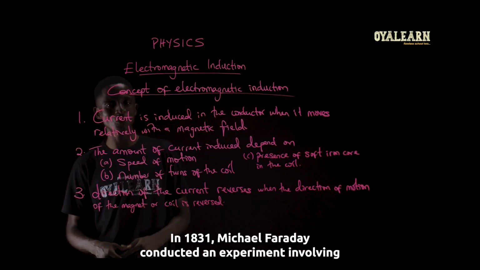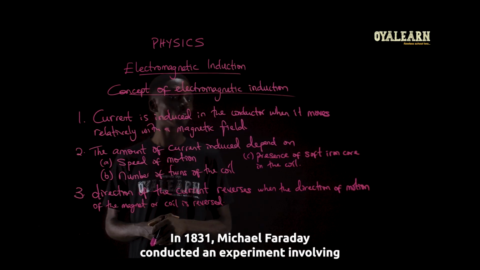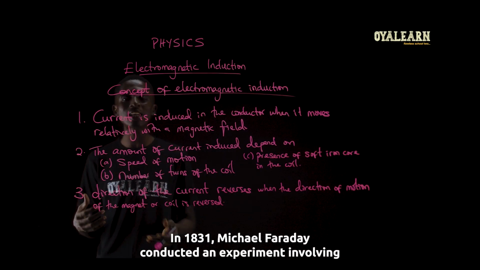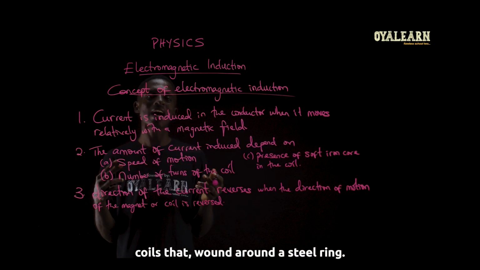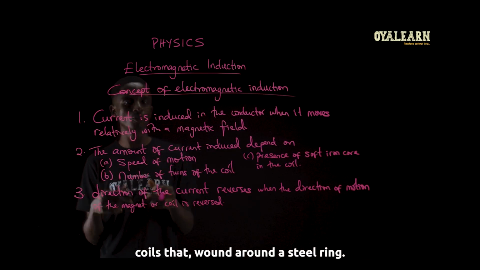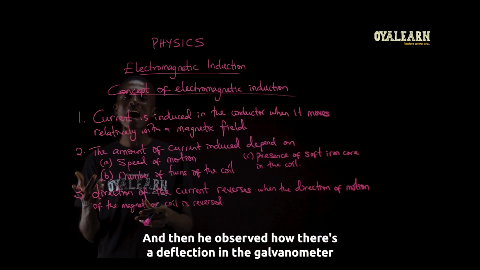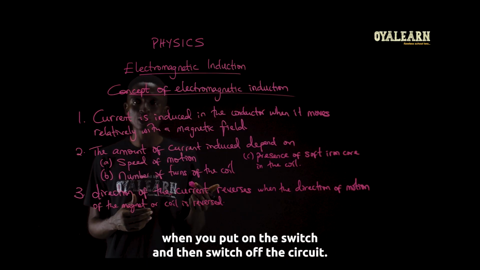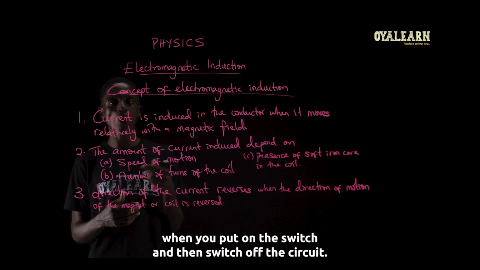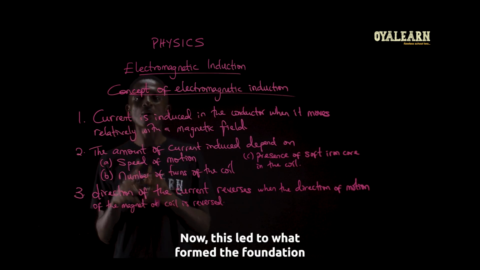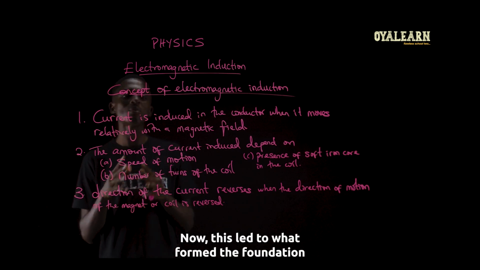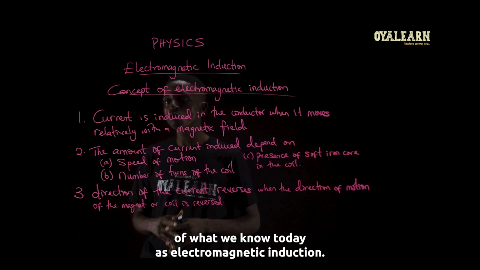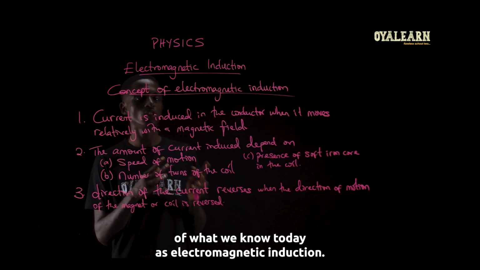In 1831, Michael Faraday conducted an experiment involving coils that are wound round a steel ring, and then he observed how there's a deflection in the galvanometer when you switch on and then switch off the circuit. Now, this led to what formed the foundation of what we know today as electromagnetic induction.